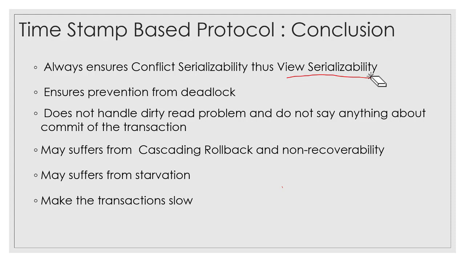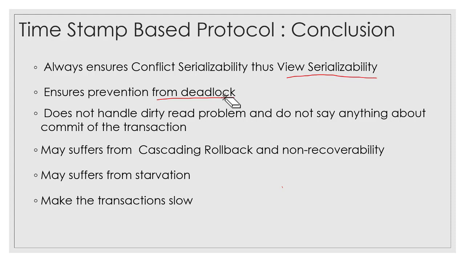It ensures prevention from deadlock, because we are not allowing any conflict operation and we roll back the transaction which is going to cause problem, or in other words, the older transaction which is going to cause problem, so there is a preemption. So we are eliminating the condition of deadlock, that is no preemption, and by eliminating that condition we are eliminating the chances of deadlock.